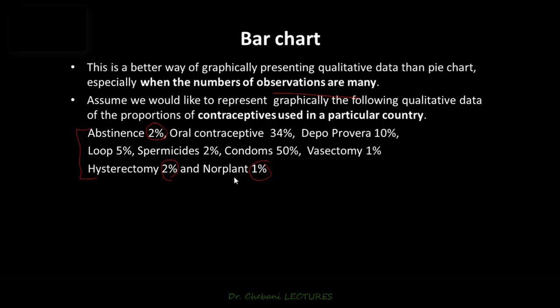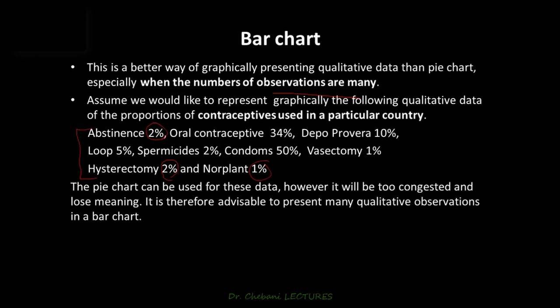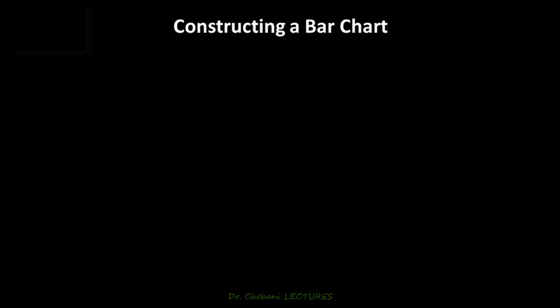In order to avoid that, to make sure that these small differences come out, and to make sure that the graph or the chart is not crowded, we resort to using a bar chart, right? It's much cleaner and more pleasing to the eye if you have many observations. So you can see the number of observations here that we have. We have 1, 2, 3, 4, 5, 6, 7, 8, 9, right? So a pie chart would be quite messy. We are saying the pie chart can be used for this data. However, it will be too congested and lose meaning. It is therefore advisable to present many qualitative observations in a bar chart.